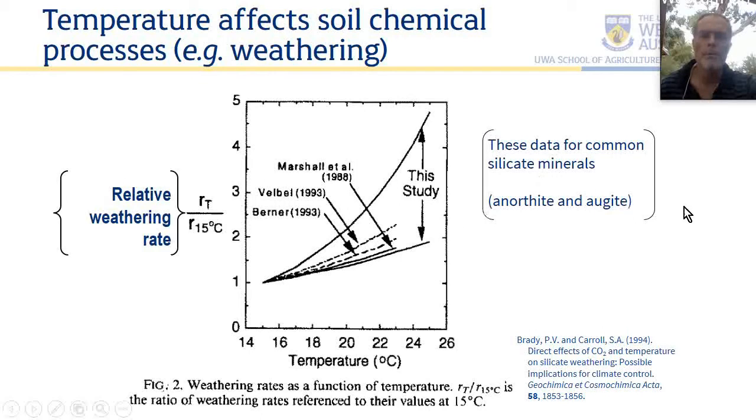Now, these data are for typical types of silicate minerals, feldspars, and chain silicates like augite. But the same principles apply. Most chemical reactions increase their rate with increasing temperature, and weathering is no exception to that.